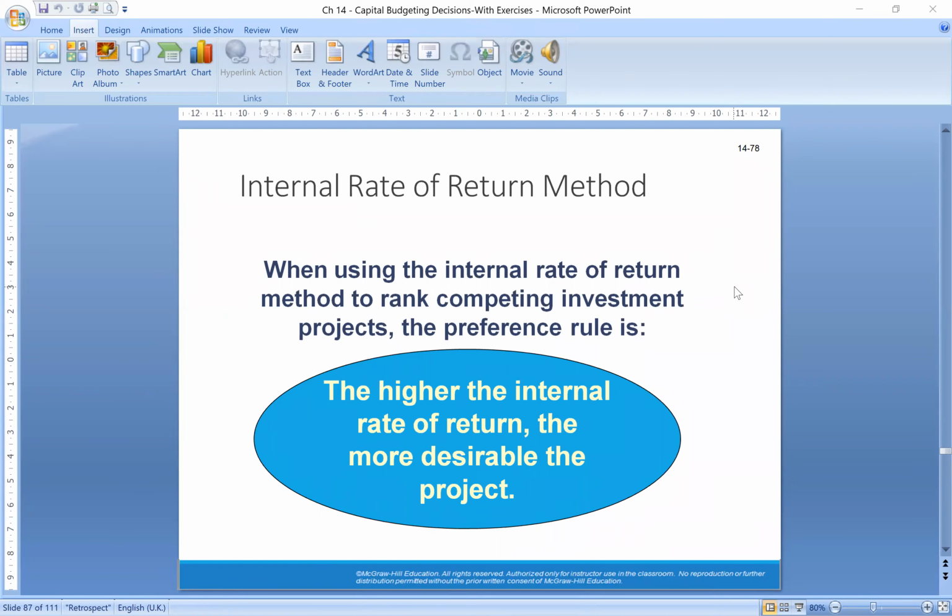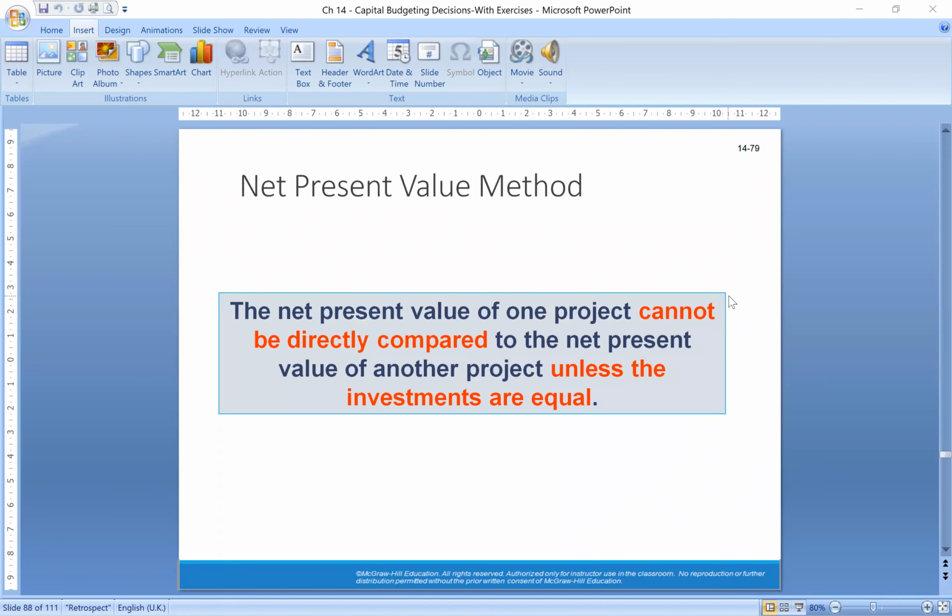When using the internal rate of return method to rank competing investment projects, the preference rule is the higher the internal rate of return, the more desirable the project. The net present value of one project cannot be directly compared to the net present value of another project unless the investments are equal, definitely. If the investments are not equal for two options, I cannot decide based on the net present value if it is positive or negative.